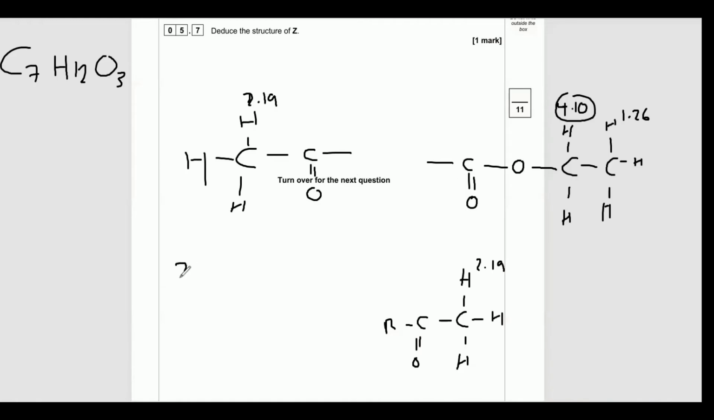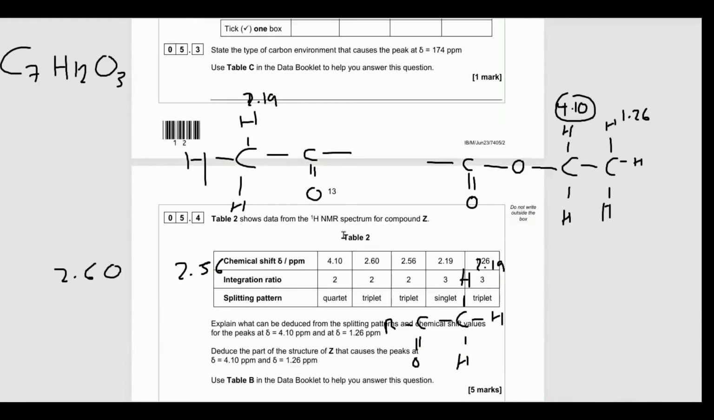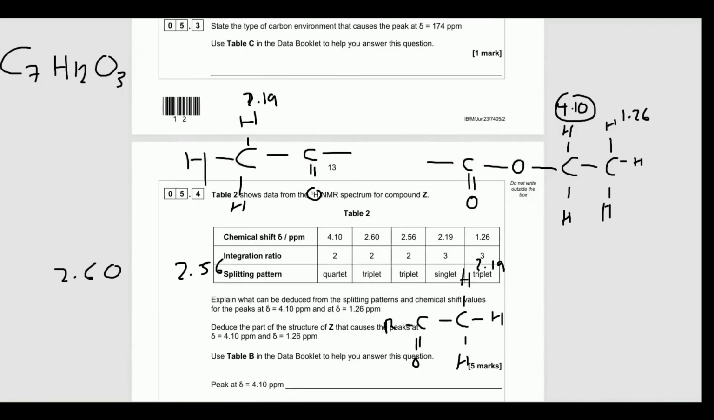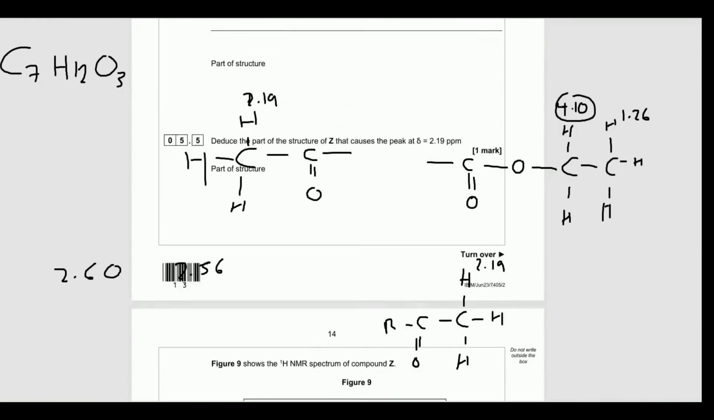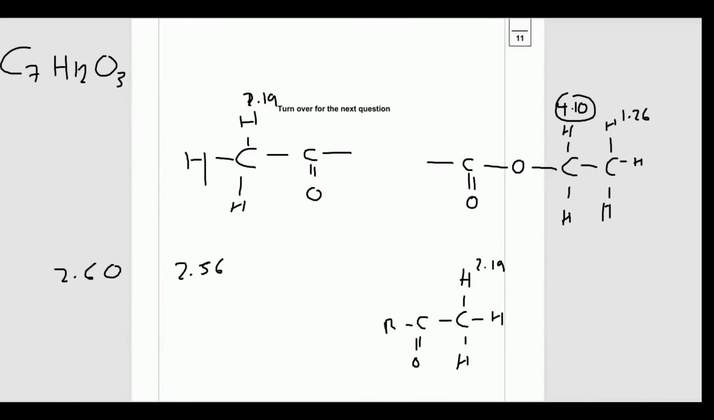Now we have to look at the remaining 2 shifts. We've got a 2.56 and we got a 2.60. And let's very quickly zing back up to the table. So you can see here, I've got 2.60 and 2.56. Both have got triplets. Both have got integration ratios of 2, and their ppm is basically identical. And so we'll look at what their ppm is. Just remember they've got an integration value or ratio of 2, and they're triplets. Let's come back down. Get a little bit of space going on.